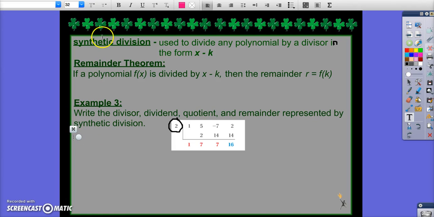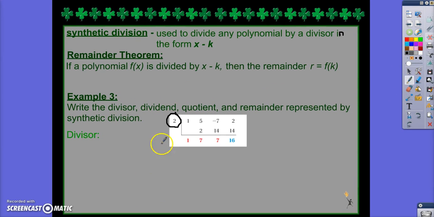Let's change the color here. The divisor, like if, for instance, this at the 2, that would originally be what? X equals 2. So we have to write it backwards. So bring the 2 back over to the left. It's x minus 2. So that's actually my divisor there.